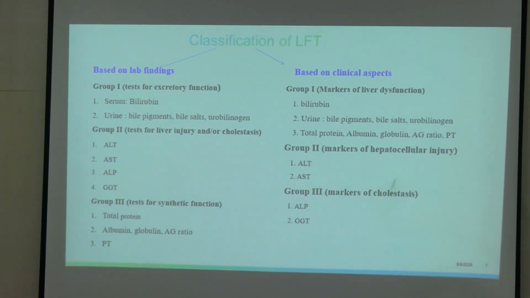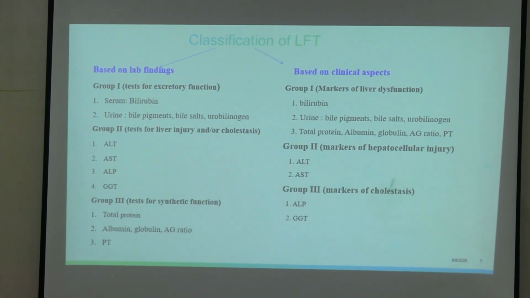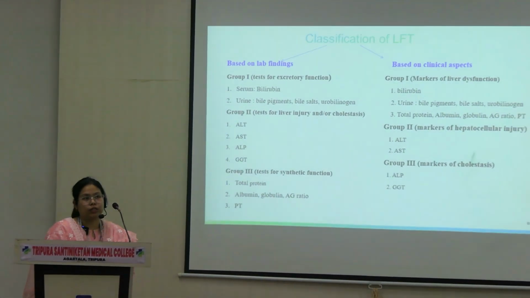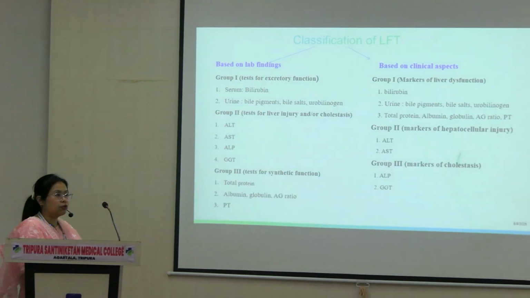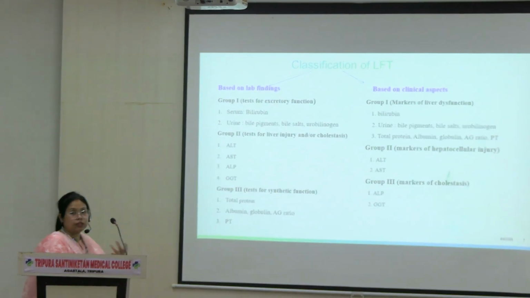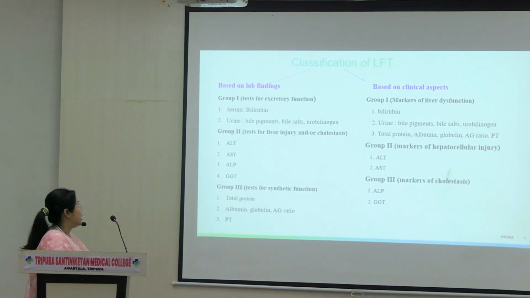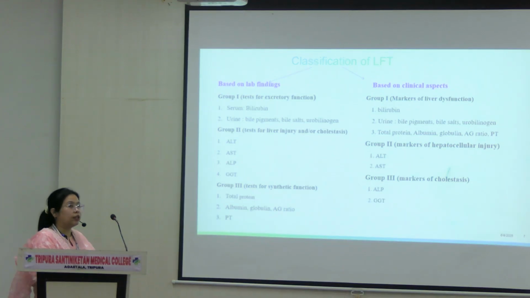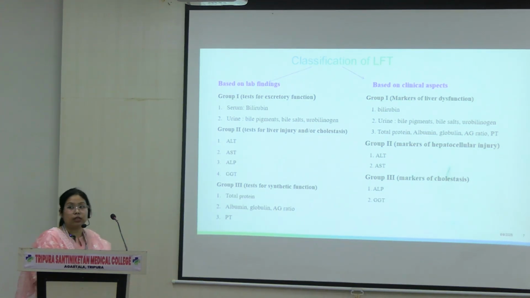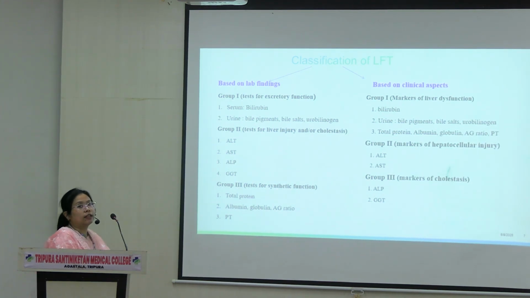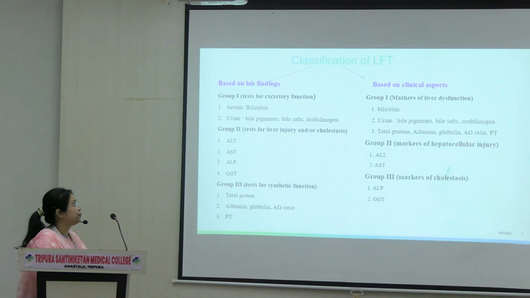If we want to test for liver injury and or cholestasis, what is cholestasis? Wherever there is blockage to the flow of the bile. तो उसकी वजह से there is stasis of bile, which is known as cholestasis. So for measuring that, or if to see if there's any liver injury, we can do AST, ALT, ALP and GGT. Third group में आता है synthetic function. To see what are they synthesizing properly or not, we can see for total protein, albumin, globulin and the ratio, sometimes even prothrombin time.